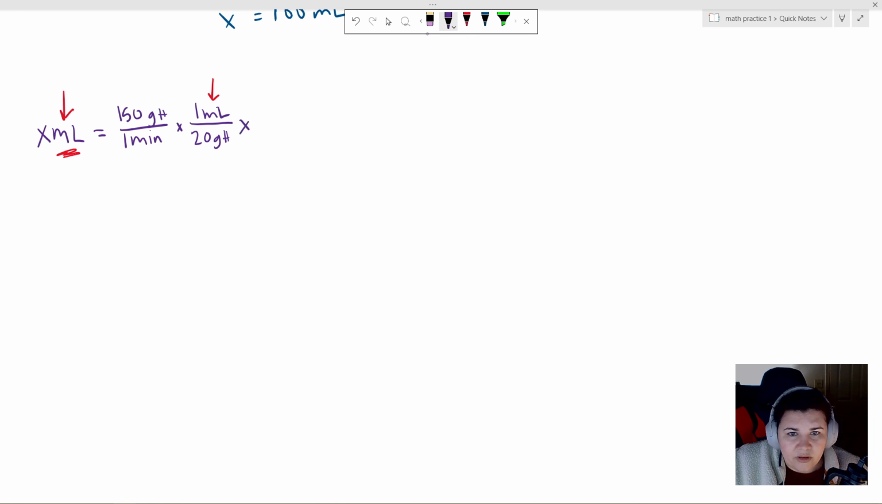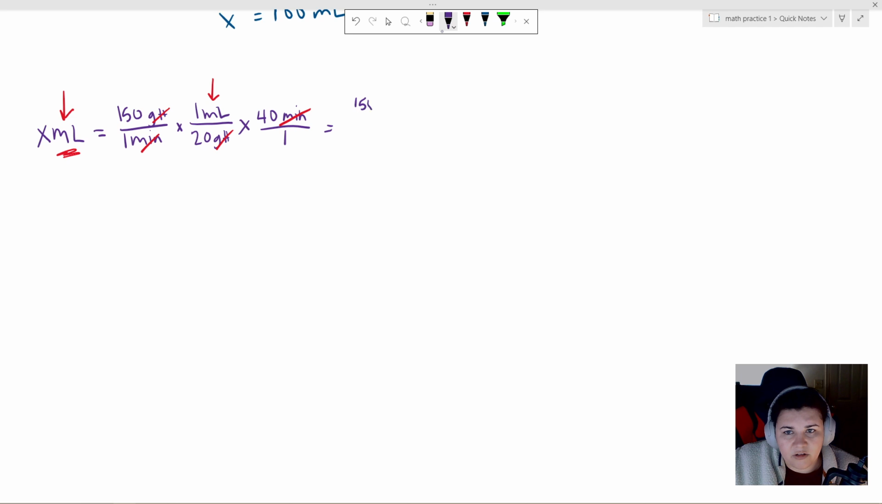And then we know that they're going to be getting this for 40 minutes. So now we can go through and cross out our units. Is there a drop on the top and a drop on the bottom? Yes. Milliliter on the top and a milliliter on the bottom? Nope. Minute on the top and a minute on the bottom? Yes. So we can go on to multiply.